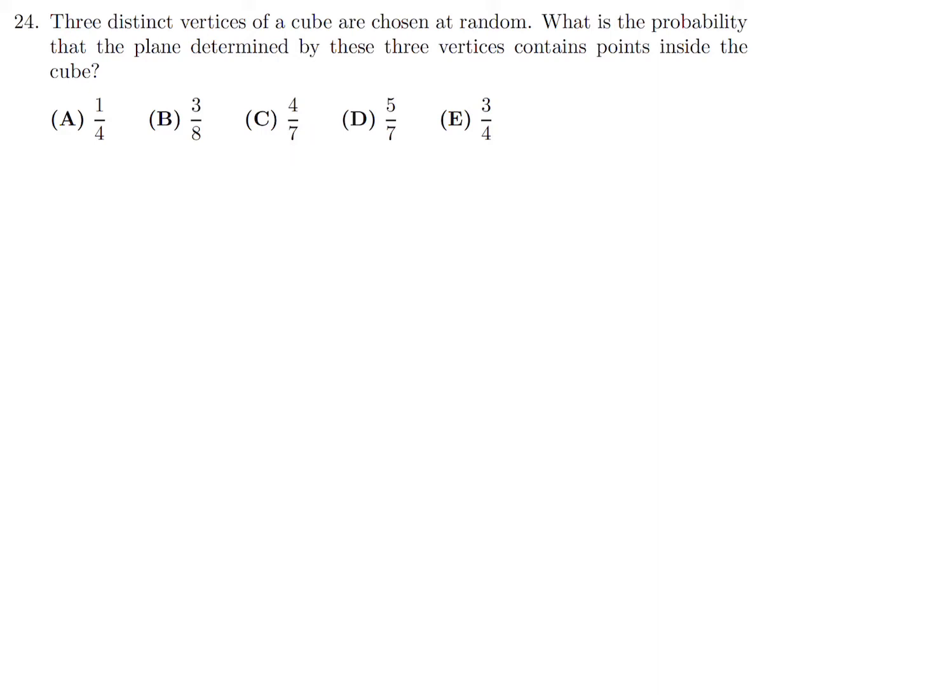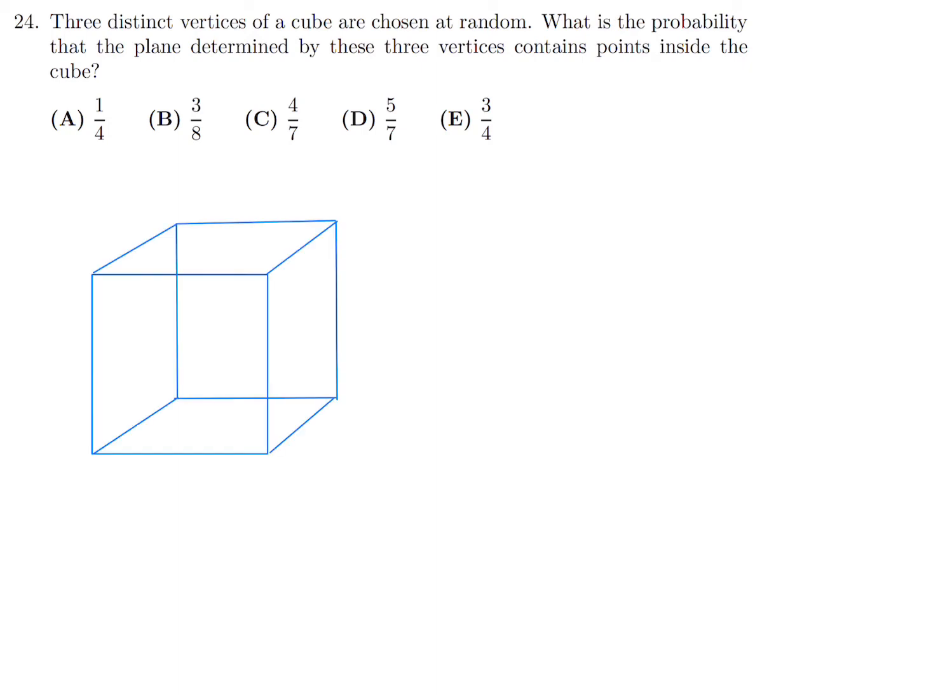3 distinct vertices of a cube are chosen at random. What is the probability that the plane determined by these 3 vertices contains points inside the cube? So let's draw a cube. And let's just label these vertices 1 through 8. I think that should be sufficient to talk about this question. So again, another probability question. So it's going to be some numerator over a denominator.